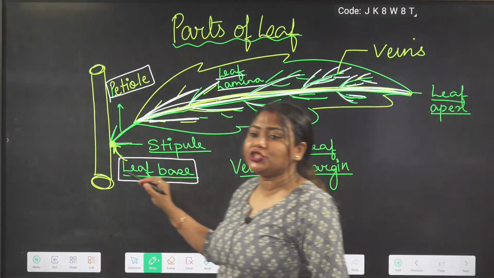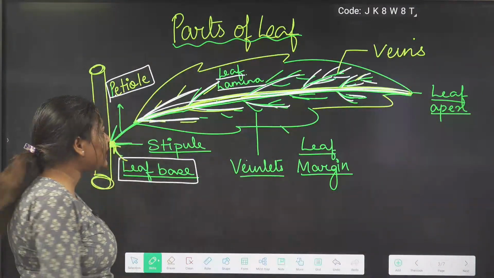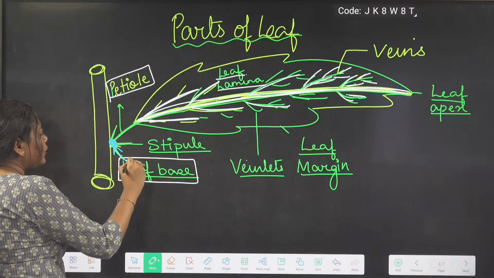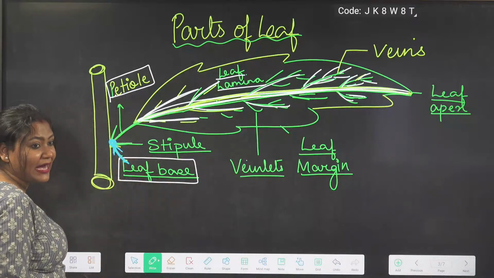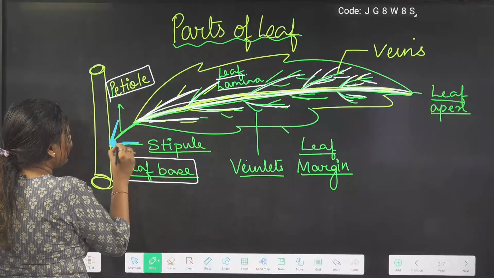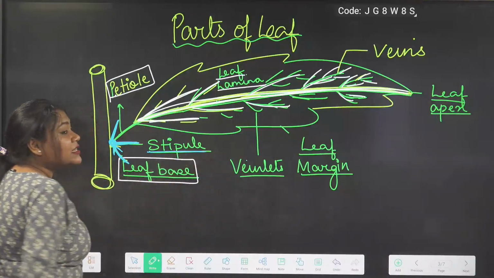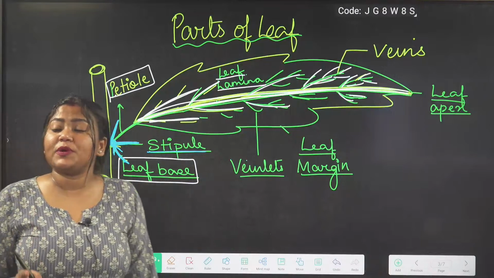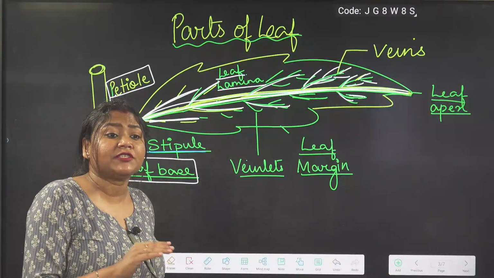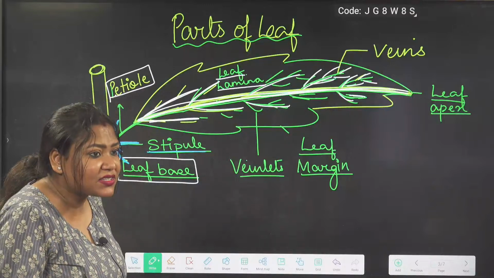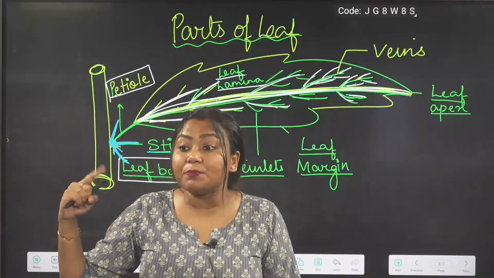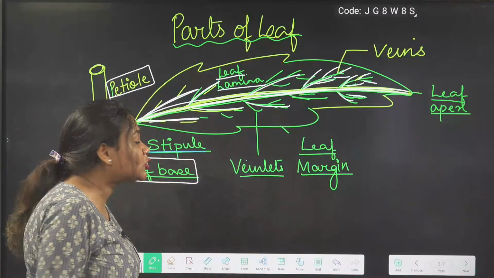The first structure is the leaf base. What is the leaf base? The point of attachment of the leaf to the node is known as the leaf base. The leaf base may bear some lateral appendages known as stipules. If stipules are present, it is known as which type of leaf? Stipulate leaf. And if not present, it is known as exstipulate leaf. And what did I say? In roses, the stipules are modified into spines.